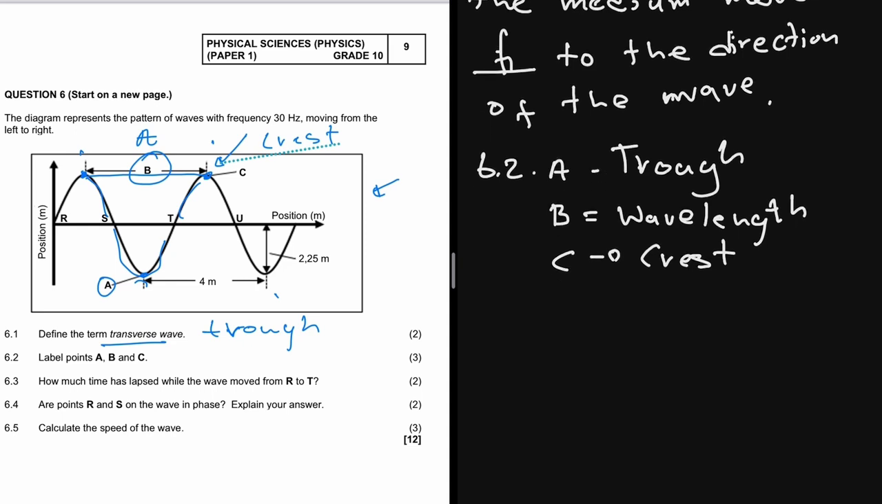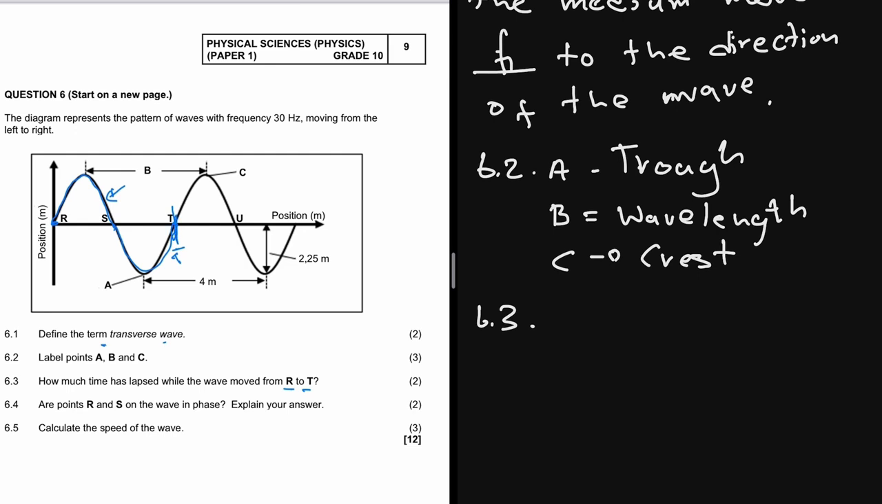Okay, so now 6.3, they say how much time has elapsed while the wave moved from R to T. Let me just clean up here. If you look at this, from R to T, what is that? That is the period. The time it has moved is a period, because what we have here is the time it takes to complete one wave, which is 1 second. So you see now this is half of a cycle, another half of a cycle.